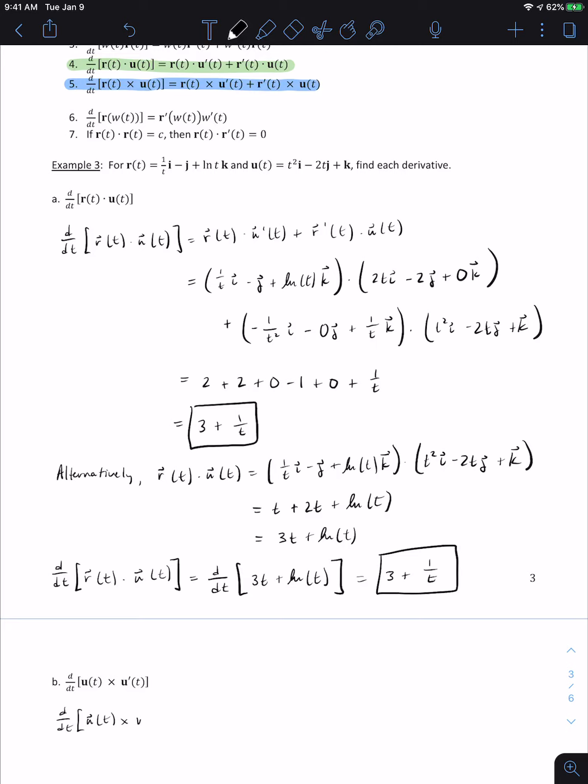The derivative of u cross u prime, by the formula, is equal to: we leave the first one alone, so u of t cross, and then take the derivative of the second, that's u double prime of t, plus, now we take the derivative of the first one, which is u prime of t, and leave the second one alone, which is u prime of t.